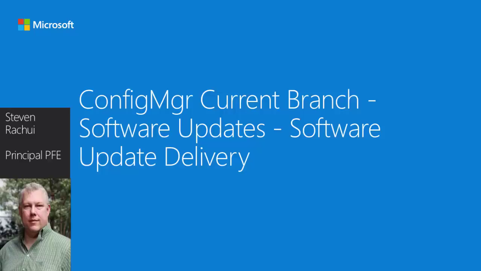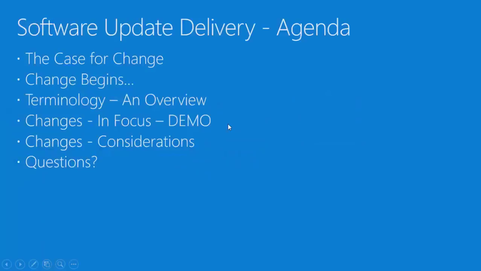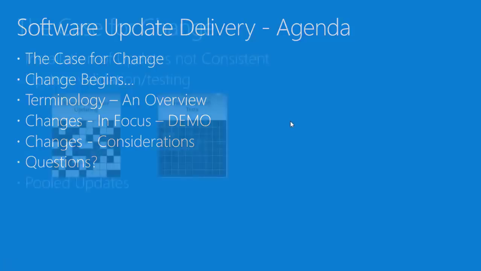Today's discussion focuses on software updates in Configuration Manager Current Branch, specifically some of the changes that have happened in the way that we deliver software updates and new structure and so on. So in this session, I really want to talk about why some of those changes were introduced, the case for change, when those changes were introduced and how they were rolled out. Focus on some terminology and understand the basics of that. Walk through the console and show you a few of the things that I'm talking about here, and then end up with just some considerations to think about, and then we'll wrap up this session.